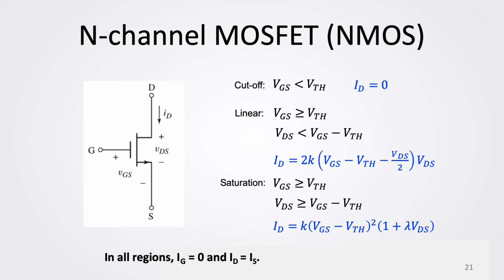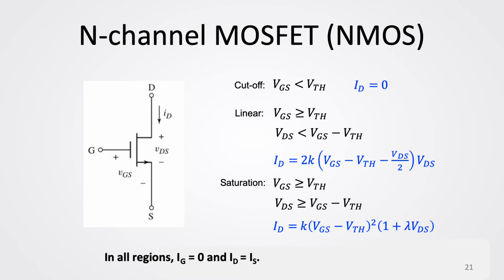The third region is saturation. In this region, your VGS is greater than or equal to VTH, and your VDS is greater than or equal to VGS minus VTH. In this region, you have drain current that varies squarely with VGS. As you can see in the equation, there's a K times (VGS minus VTH) quantity squared, times (1 plus lambda VDS). So this equation tells us that the drain current varies with VGS as well as with VDS.